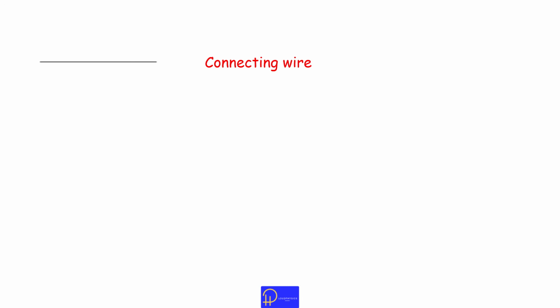So we have all these components. How do we connect them? We need a connecting wire. This could be a copper wire typically. And in a circuit, we represent a connecting wire by means of a straight line.